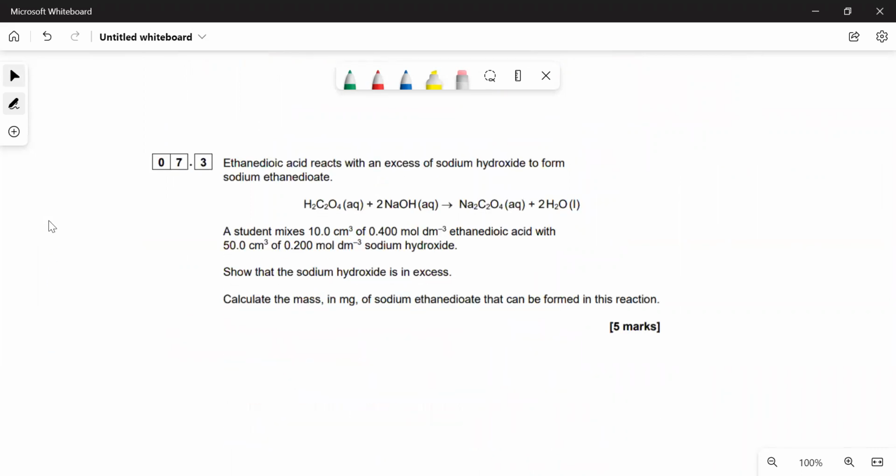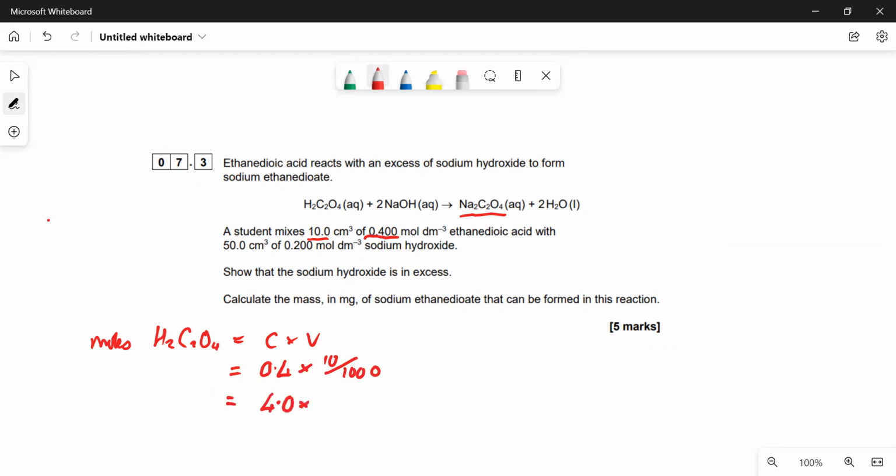Okay, so ethanedioic acid reacts with an excess of sodium hydroxide to form the salt sodium ethanedioate. A student mixes ethanedioic acid with the sodium hydroxide. Show that the sodium hydroxide is in excess. So first of all, let's do the moles of ethanedioic acid. That's equal to the concentration times the volume. The concentration is 0.4 and the volume is 10 cm³, so it's 0.4 multiplied by 10 over 1,000. That is equal to 4.0 times 10 to the minus 3 moles.